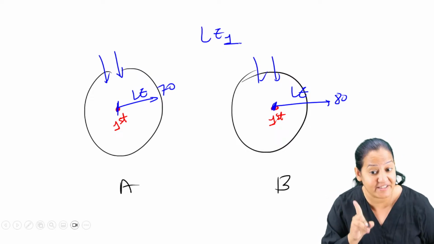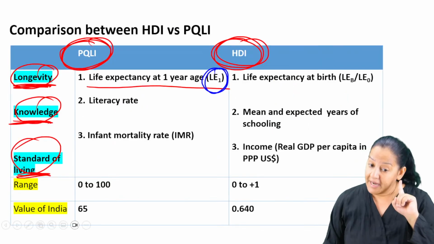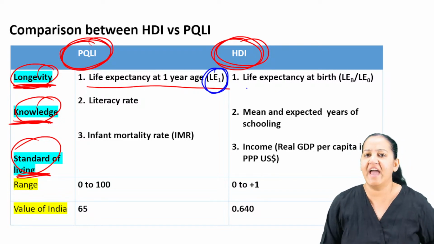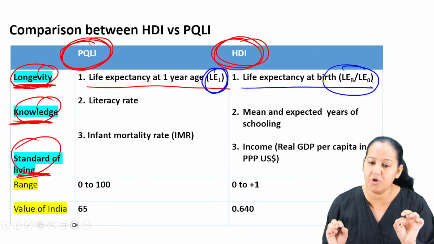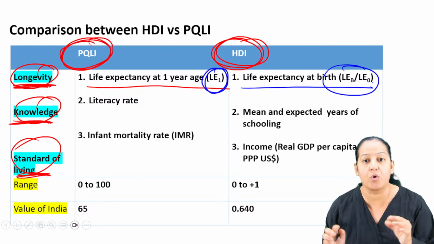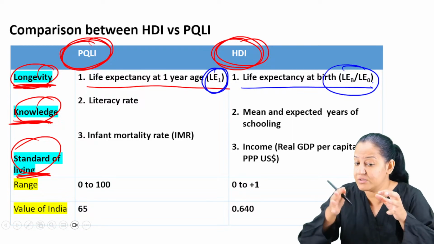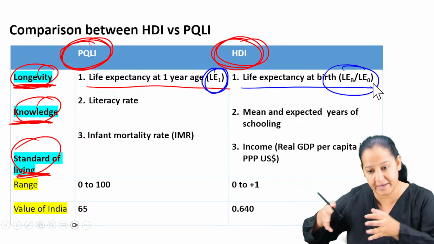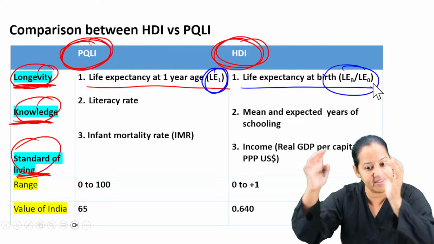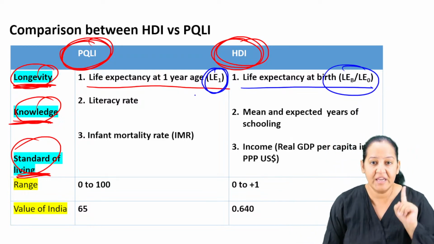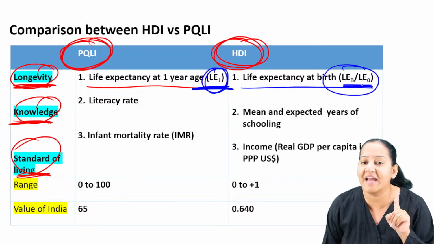In PQLI we take life expectancy at the age of 1, but in HDI we take life expectancy at birth itself. The moment the newborn is born, what is the expectancy? How many years is this newborn going to survive, if in India, in US, or in Japan? Different countries have different life expectancy. So here we take life expectancy at the age of 1 year, and there we take life expectancy at birth.